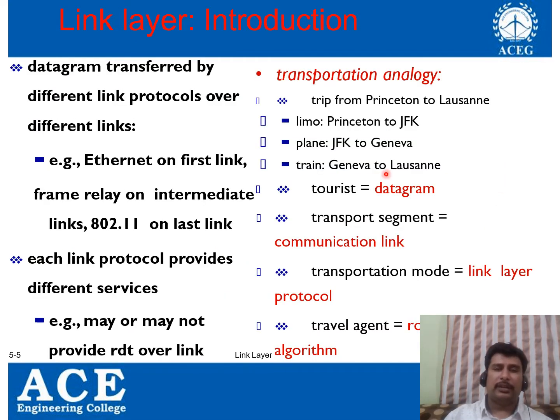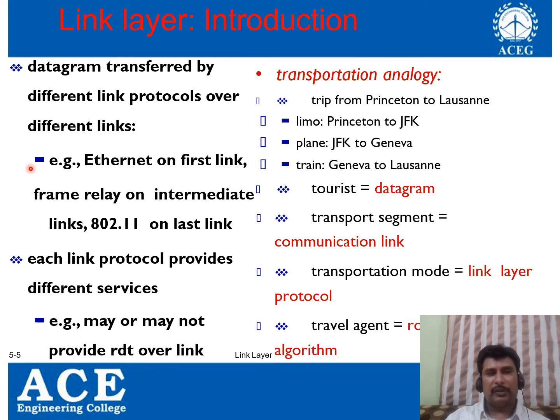And the datagrams are transferred by different link protocols or different links, right? So first, one more important thing that we need to understand here is that in the network we may have different types of links to be used. For instance, in the previous slide we tried to show source to destination, where we may have some intermediate devices.